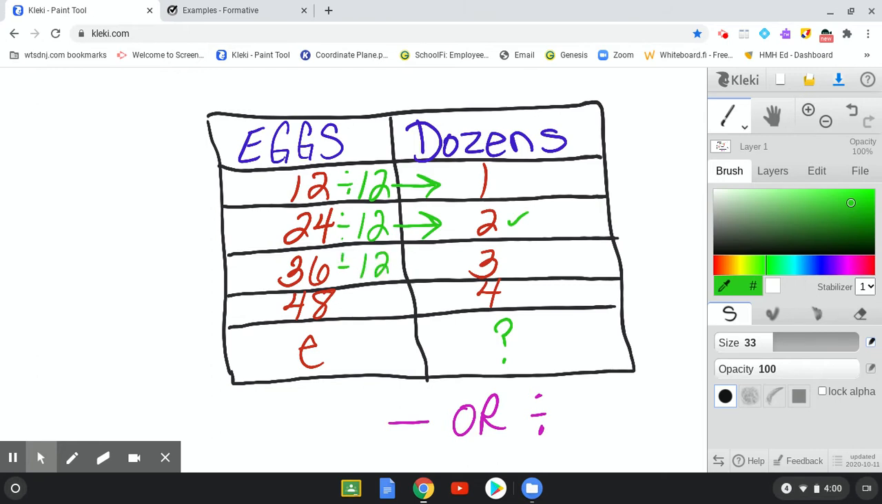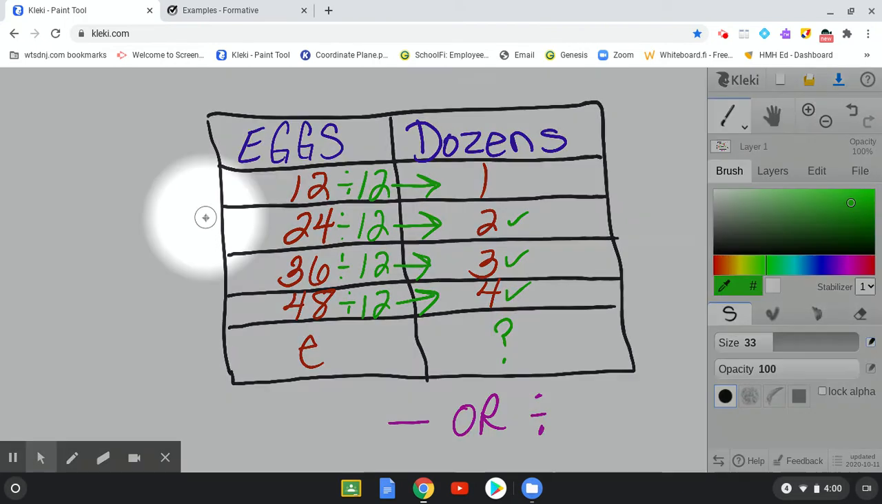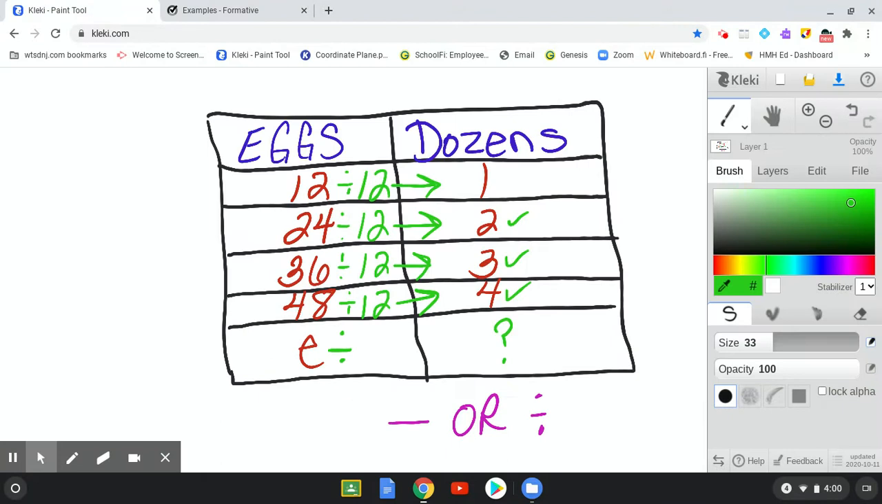36 divided by 12. Does that give me 3? 36 divided by 12 does give me 3. And 48 divided by 12. Does that give me 4? 48 divided by 12 does give me 4. So now I know the amount of eggs, or E, my variable E, divided by 12 is going to be my algebraic expression. So in this box, I would put E divided by 12.